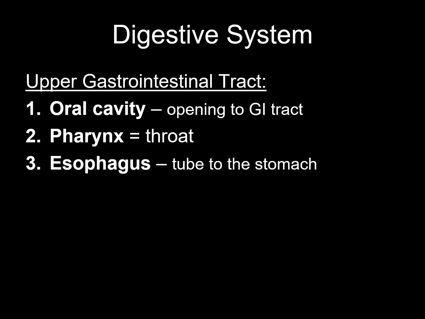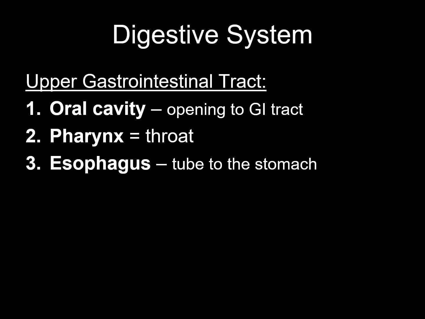So what are the structures we're going to learn today? The oral cavity is going to be our opening, just like our nasal cavity for the respiratory system. The pharynx spans both the nasal cavity and the oral cavity. Essentially it's the throat structure. It's the back of the nasal cavity, the back of the oral cavity, and down into the larynx.